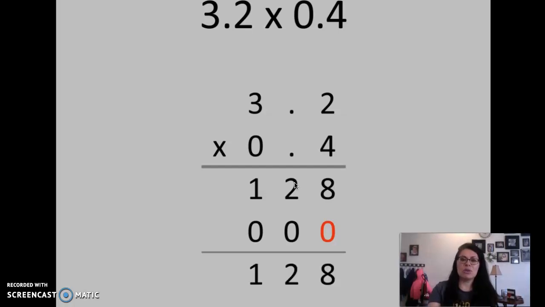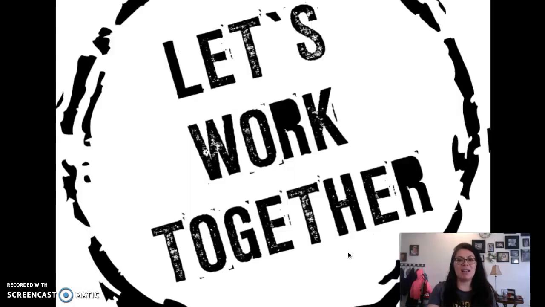8, 2, 1. Now we have to look at our decimals. We have one number behind the decimal in this first number and one behind the decimal in the second. So 1 plus 1, that's right, it's 2. So we have to move our decimal over 2 places and put the decimal there. So 1 and 28 hundredths.